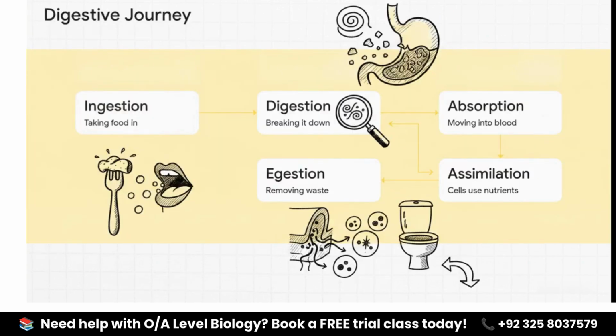To make this happen, your body follows a highly precise 5-step chronological journey. Use this as your mental checklist. Step 1 is ingestion, simply taking the food in. Step 2 is digestion, breaking it down.